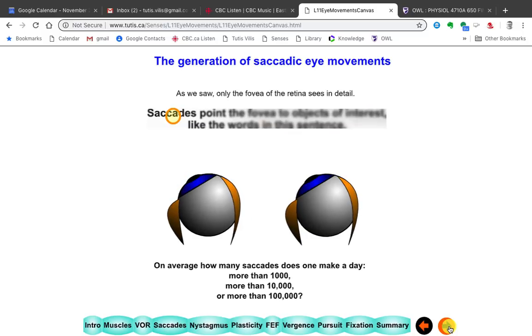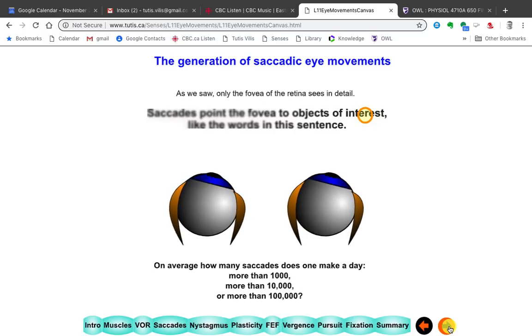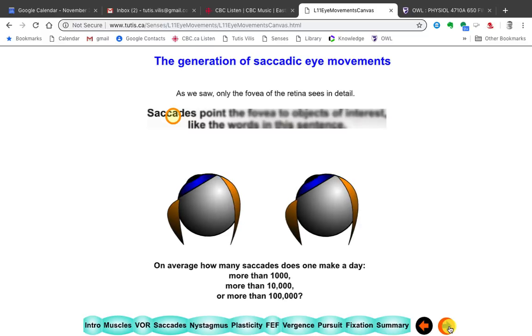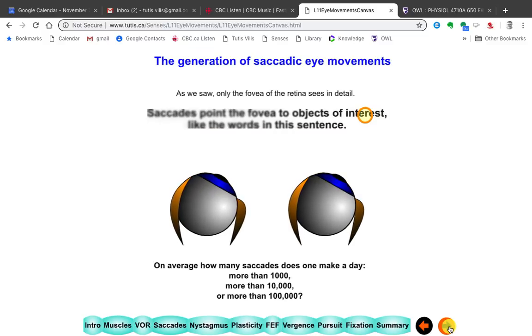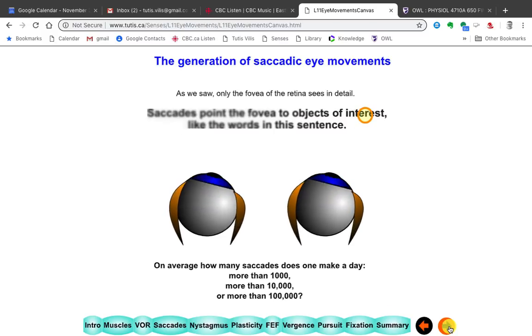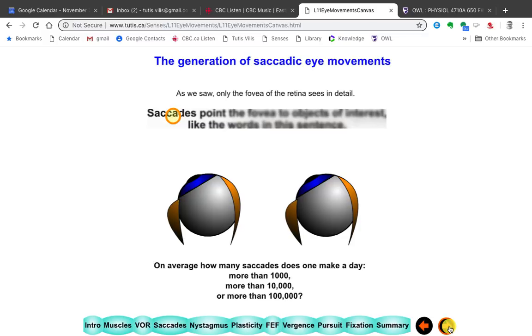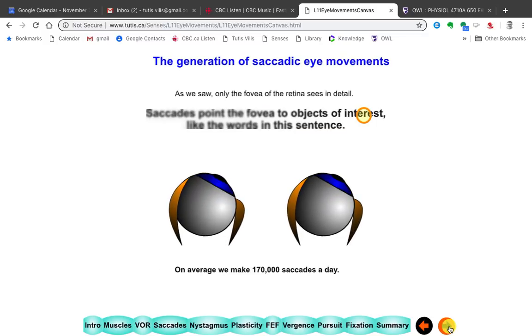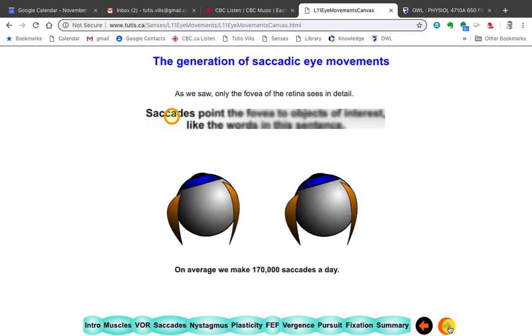So on average, how many saccades do you think you make a day? Okay. All those in favor of 1,000, hit the table. All those in favor of 10,000, hit the table. All those in favor of more than 100,000, hit the table. Those are right. You actually make something like 170,000 saccades a day. That's a lot of saccades.